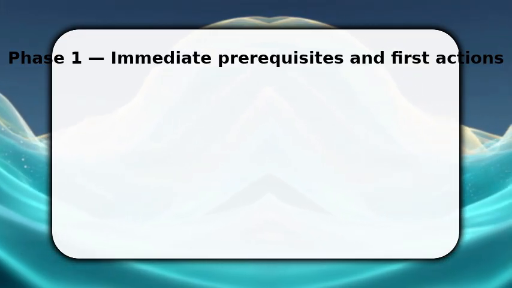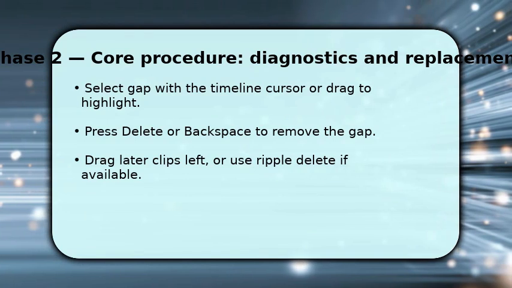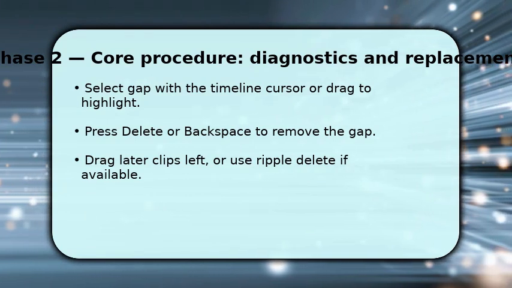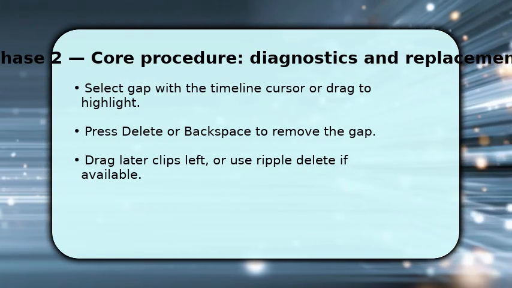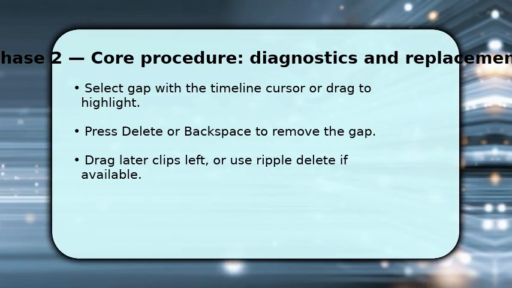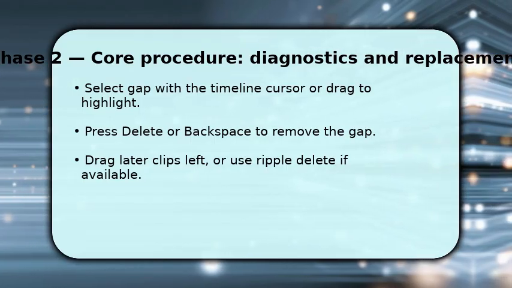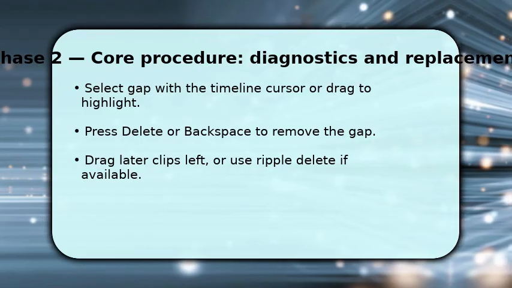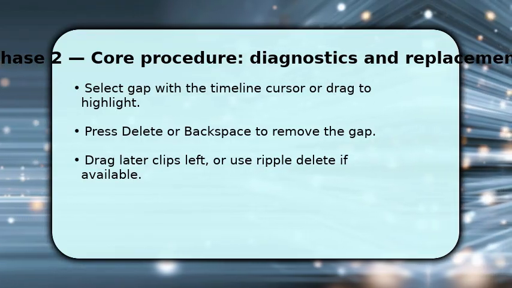Precise visibility plus snapping prevents mistakes. You locate a gap by clicking the empty space or dragging a selection over it, and then press Delete or Backspace to clear that placeholder. Once removed, move the later clip left to close the break. Dragging while snapping is active snaps it tight against the previous clip.